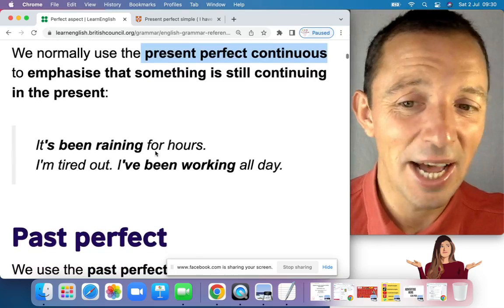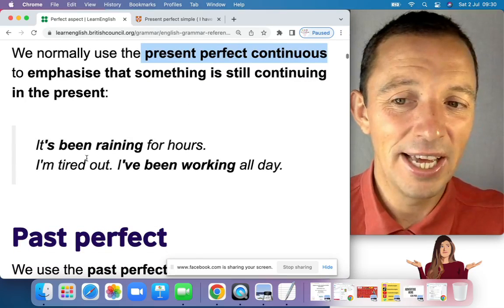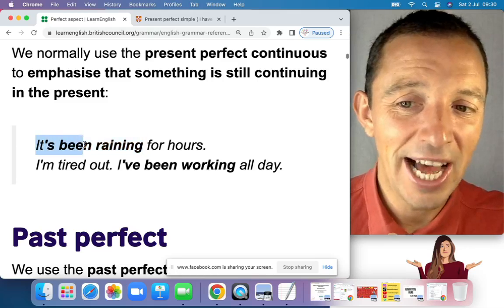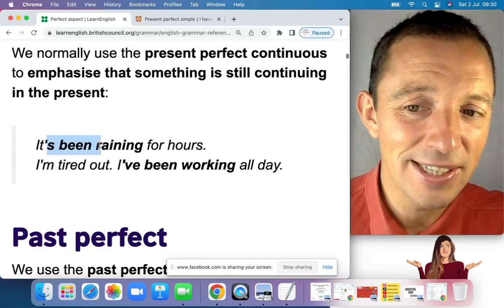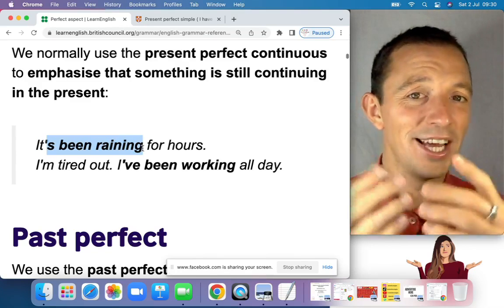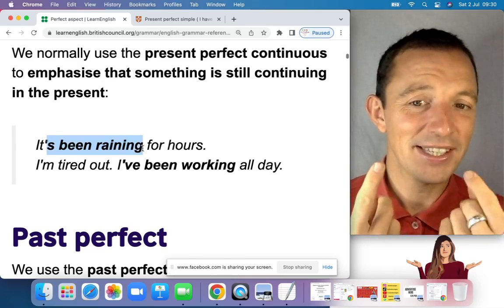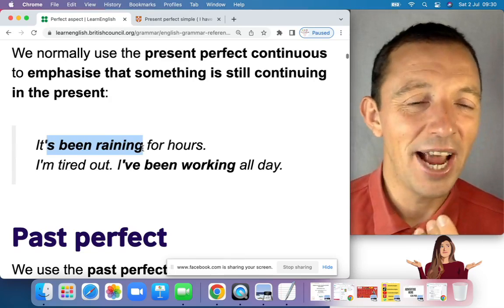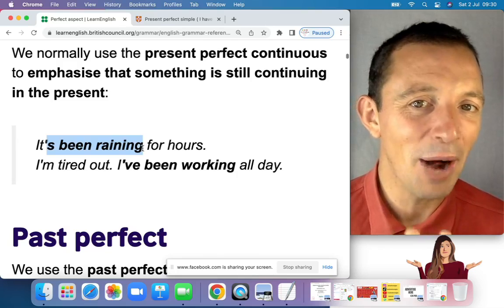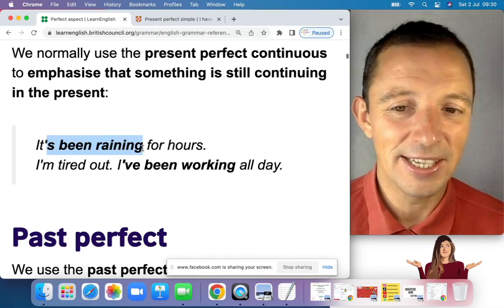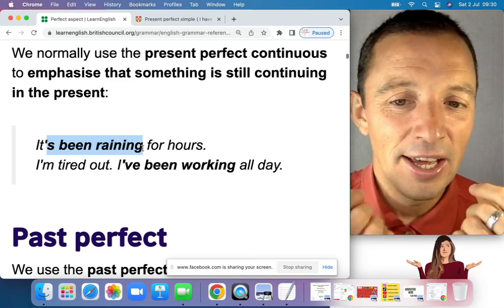So here is the example, and perfect for Dublin. It has been raining for hours. So it has been raining for hours. This is the present perfect continuous. It started in the past and it continues to rain in the present, and it has been raining for a long time, for many hours, and it continues to rain in the present. It has been raining for hours.